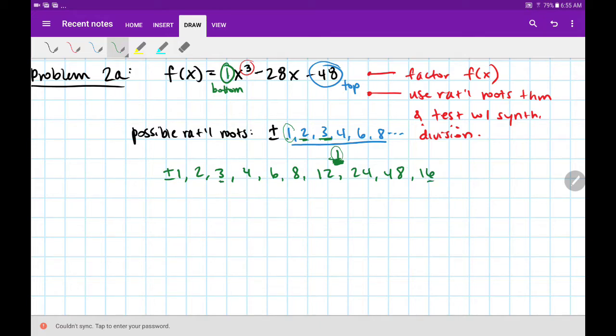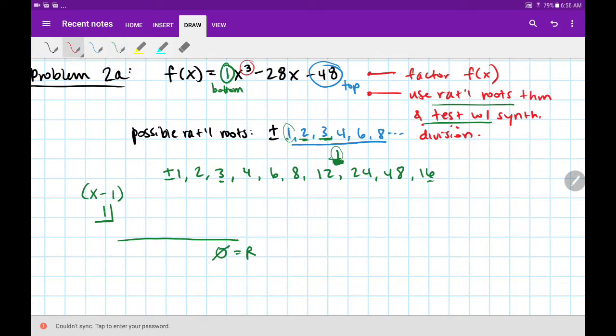Okay, so we found our possible rational roots, and now we have to test them with synthetic division. So I'm going to start with 1. I'm going to test 1, see if it's a root. If it is a root, that means that I'll get 0 as my remainder. And if that's the case, then what I have just realized is that x minus 1 is a factor.